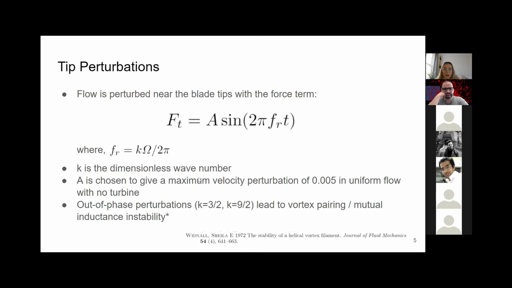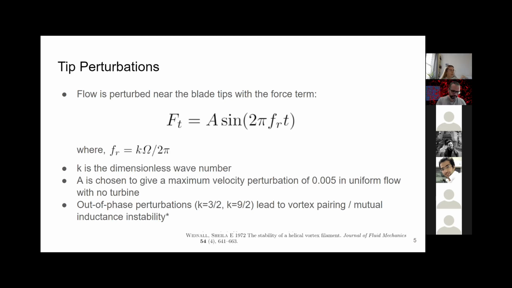Okay. The other thing we're adding in the setup is tip perturbations, and this is to trigger a breakdown into turbulence. They're harmonic perturbations, and the frequency here is really what's important. And we can define that with K, which is our dimensionless wave number. So the number of waves of the perturbation in one revolution of the turbine.